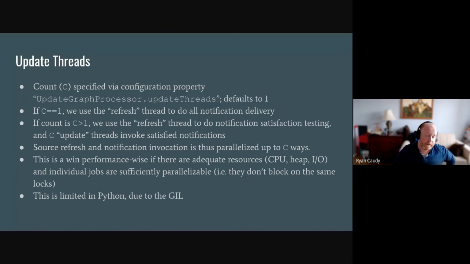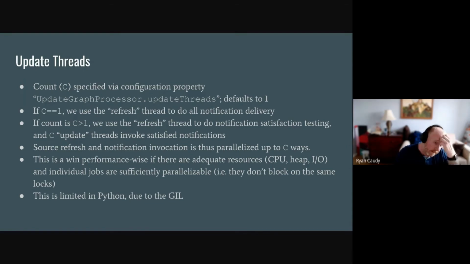So the thing about the update graph processor is that it is in fact parallel, or at least optionally so. There's a configuration property, which I specified here on my slide, which defaults to 1. This specifies just how many threads we're going to use. By default, it's 1, so there's a core refresh thread that does all the work.